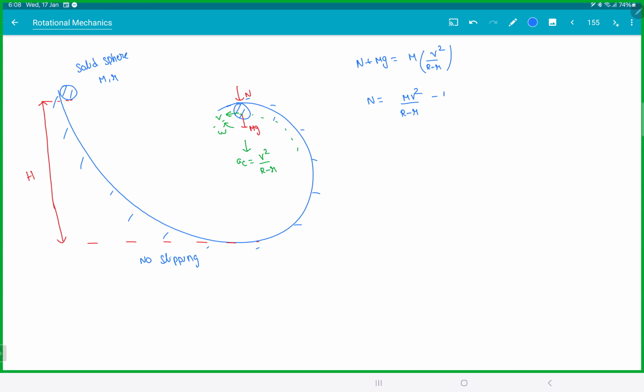So mv square minus rg minus mg should be greater than or equal to 0. So v should be root over r minus rg. So at the highest point when you reach, you need to have at least a speed of root over r minus rg.